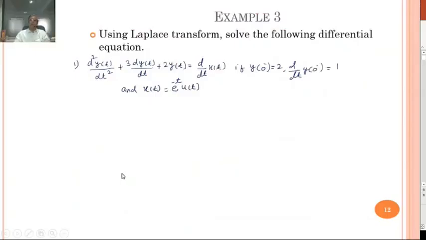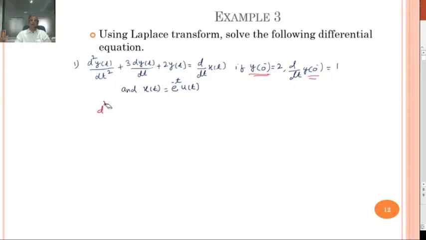Then this is example 3. Solve the differential equation using the Laplace transform method. The initial conditions are given, and the input is given, means we are getting two responses. First one is due to the natural response and the second due to the forced response. And the X of t input is an exponential signal. Now we will solve this.